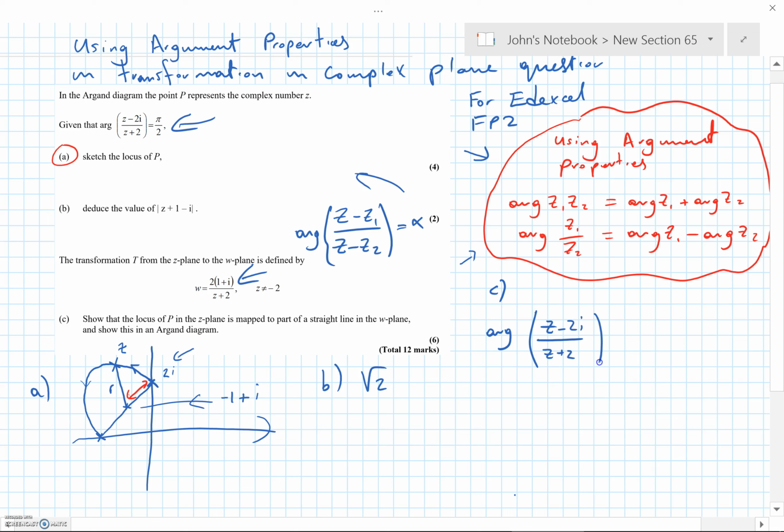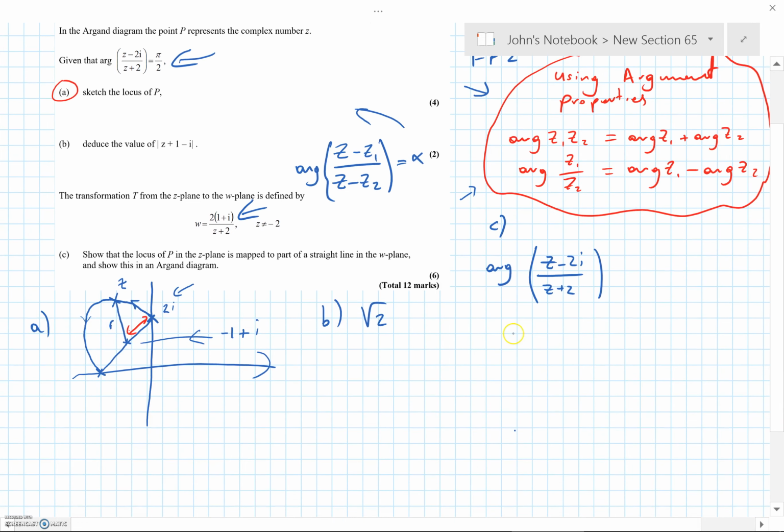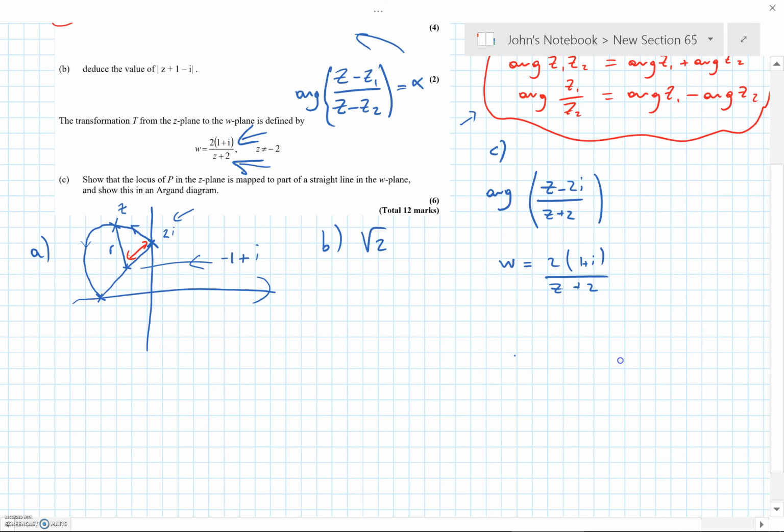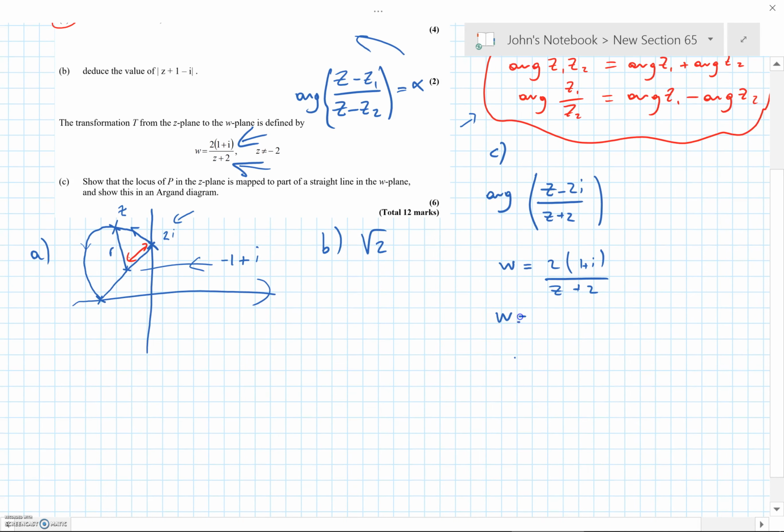Right, that's our loci, but we need to do our rearrangement first. We need to rearrange this to get z the subject of the formula. So I'm going to do it this way: w is equal to (z minus 2i) over (z plus 2). Just cross multiply them, so w times (z plus 2) equals z minus 2i. Okay, so cross multiply them, and now bring those over.